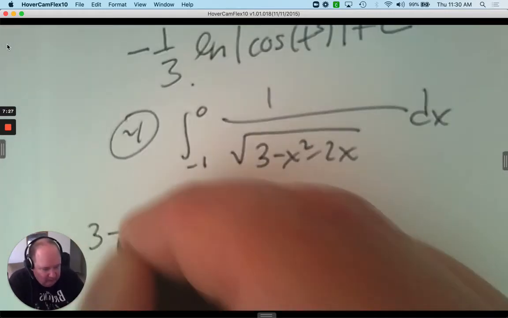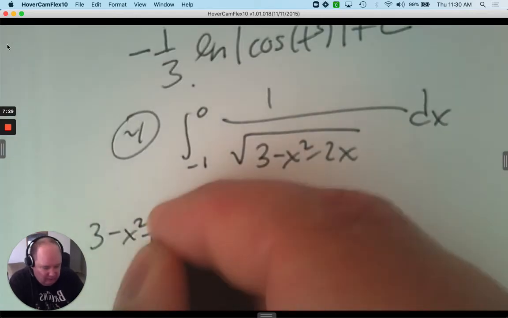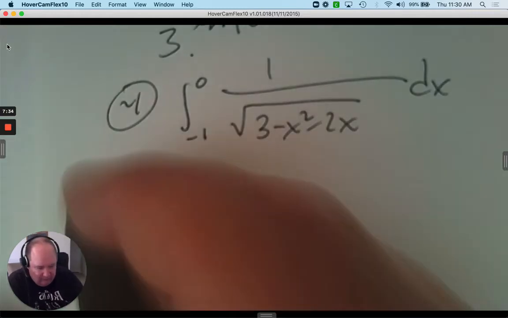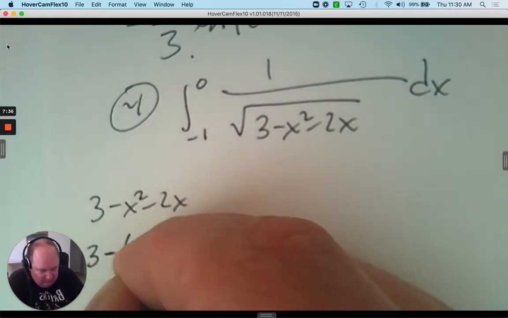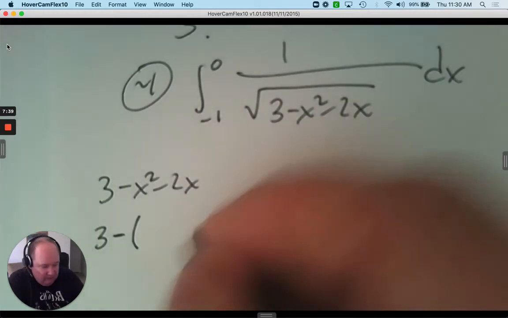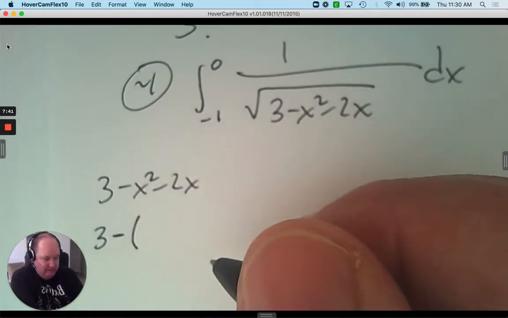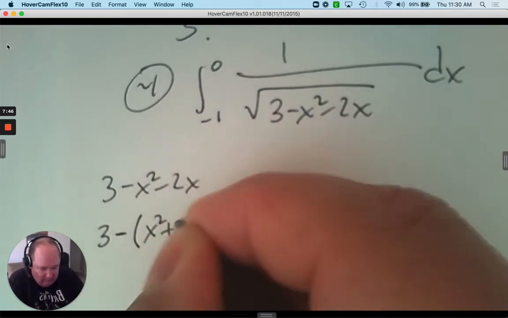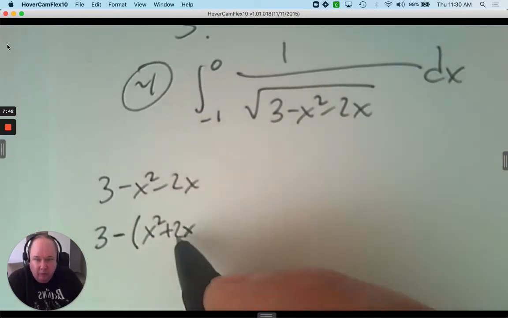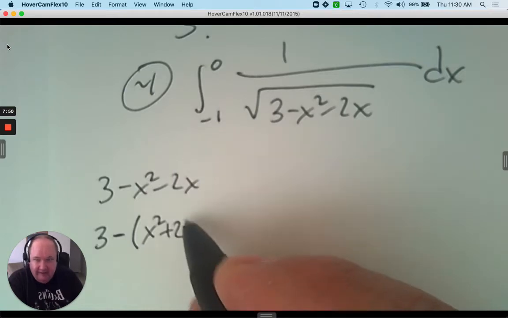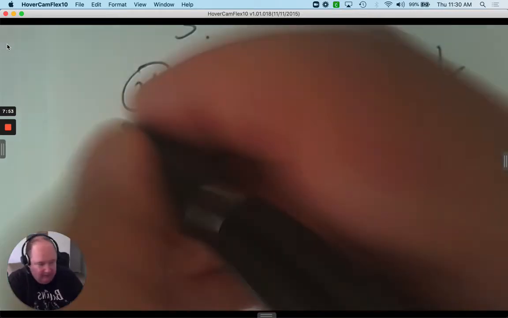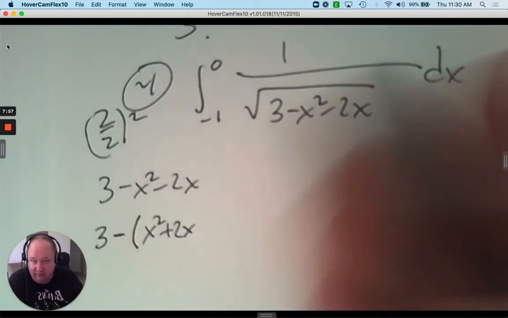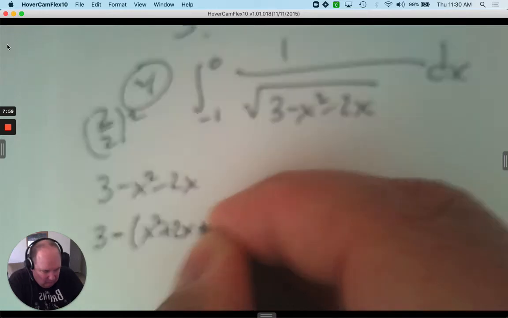So 3 subtract x squared subtract 2x. So I'm going to do some work here to be able to complete the square so I can see it. So it's going to be 3 subtract, and I'm going to do parentheses because I can't complete the square if it's a negative with x squared. So I'm going to factor out the negative. So it's x squared plus 2x. The rule to complete the square is take the linear coefficient, which is b, and divide it by 2 and square it. So 2 divided by 2 is 1, and 1 squared, and there needs to be 1.